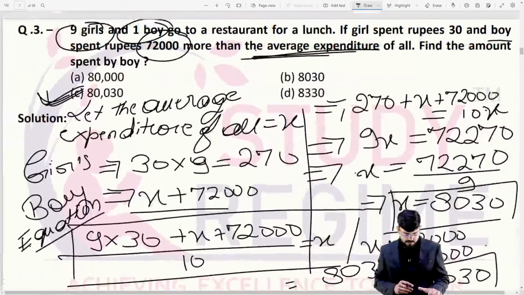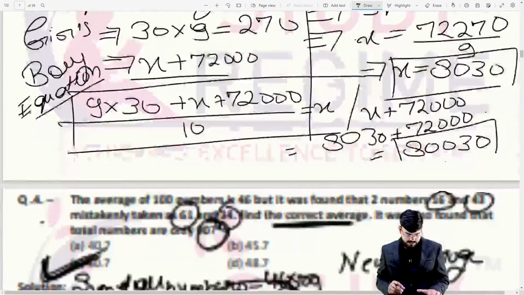The third one was: 9 girls and 1 boy go to a restaurant for lunch, and you have to calculate the expenditure, or the amount, which was spent by the boy alone. We have calculated this in this question.